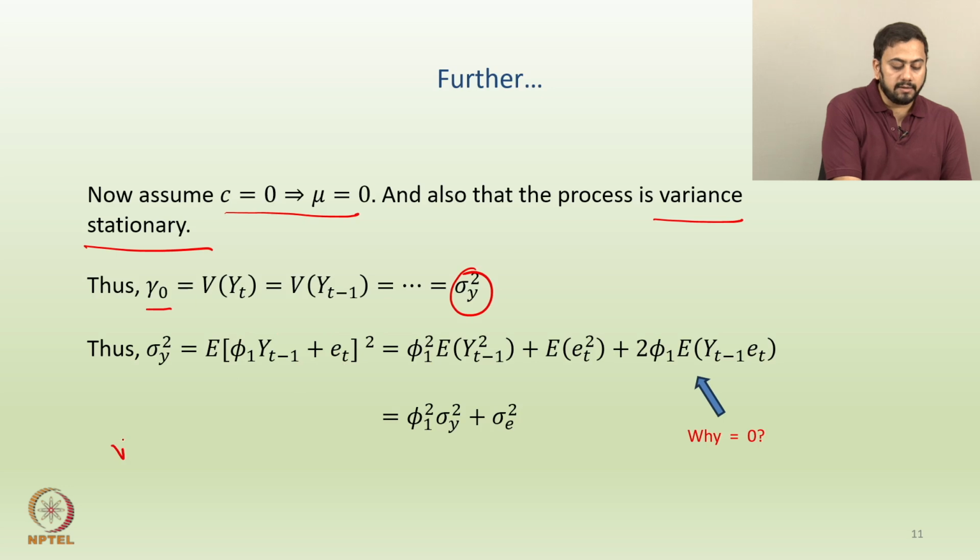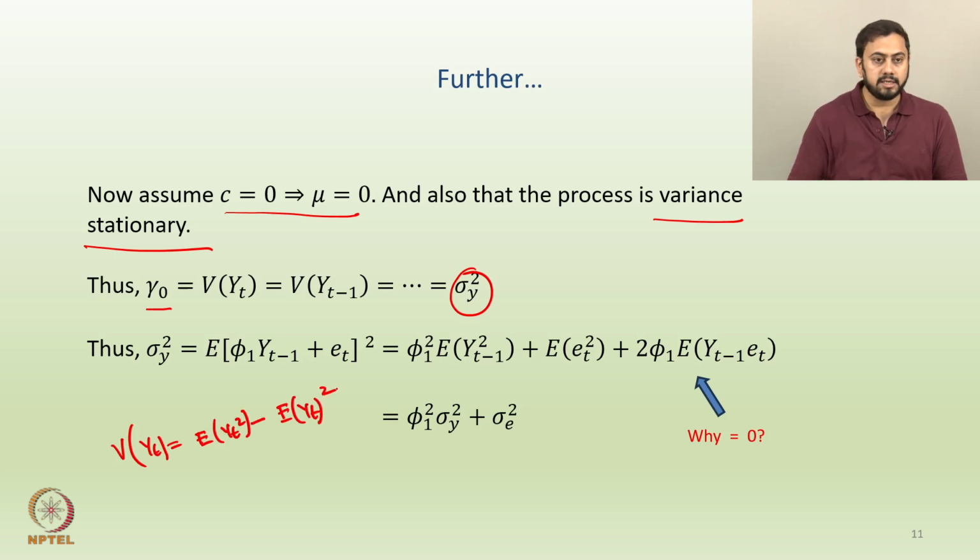Because remember one thing, that variance of yt is nothing but expectation of yt square minus expectation of yt whole square, isn't it? So this is a standard formula for variance. Variance of any random variable is nothing but expectation of that random variable square minus the whole square of the expectation of the random variable. So variance of yt equals E of yt square minus E of yt whole square.